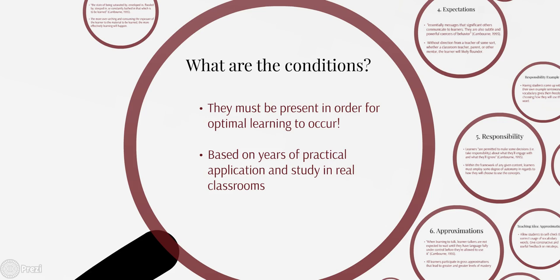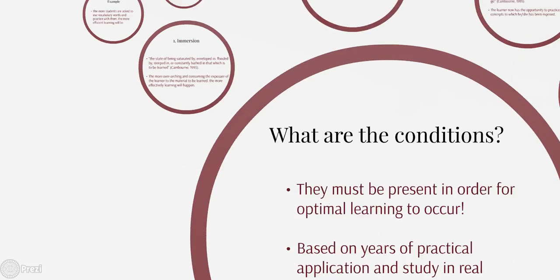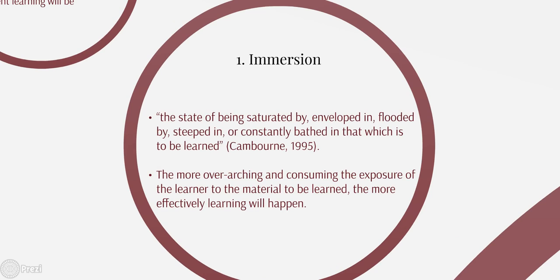So according to Brian Camborne, in order for optimal learning to occur, the really deep-seated, long-lasting learning of literacy, these 8 things must be present. Once again, he based this on lots of study of real-life classrooms, and this is what he found. So number 1 is immersion. I'm going to use Camborne's own description in all of these and then give you my paraphrase or interpretation of what it means.